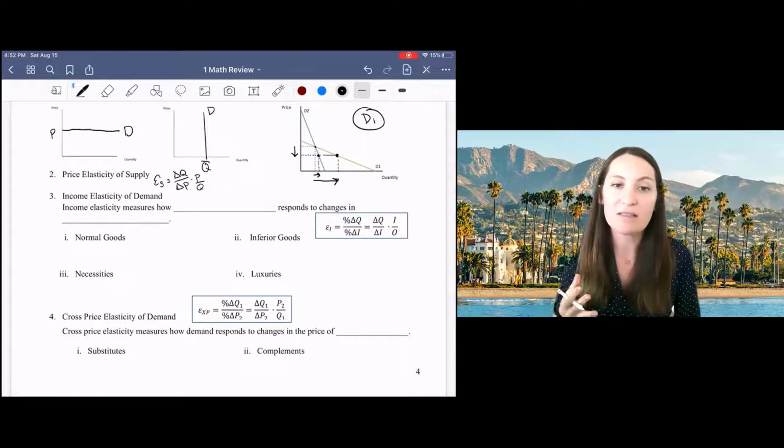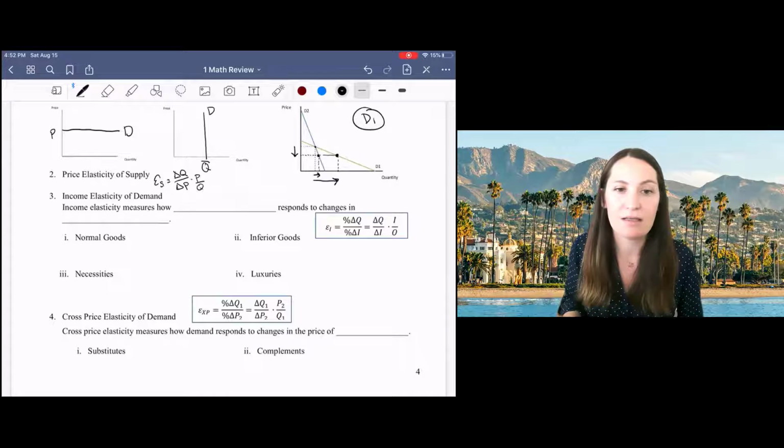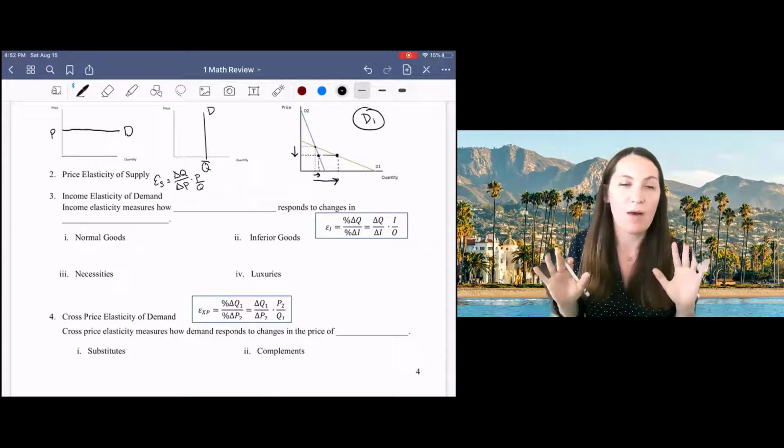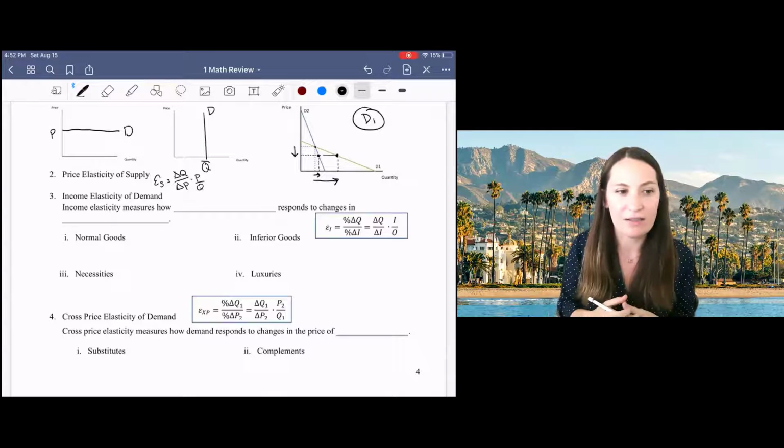Is it bigger than 1, smaller than 1, equal to 1? And how does the price elasticity of supply compare across different supply curves? All very similar to what we're doing for demand, so I'm not going to go over that in detail here.